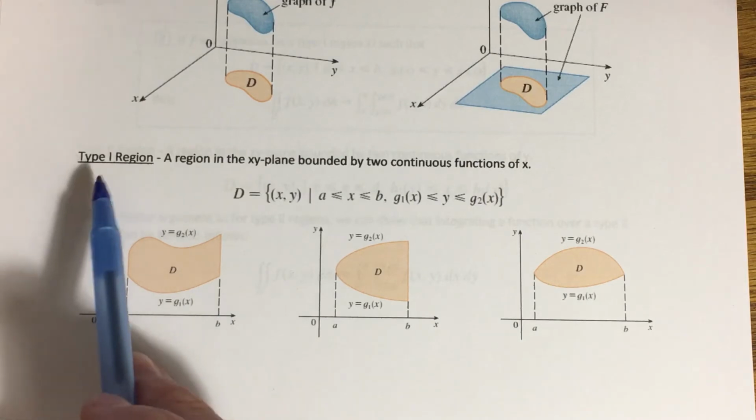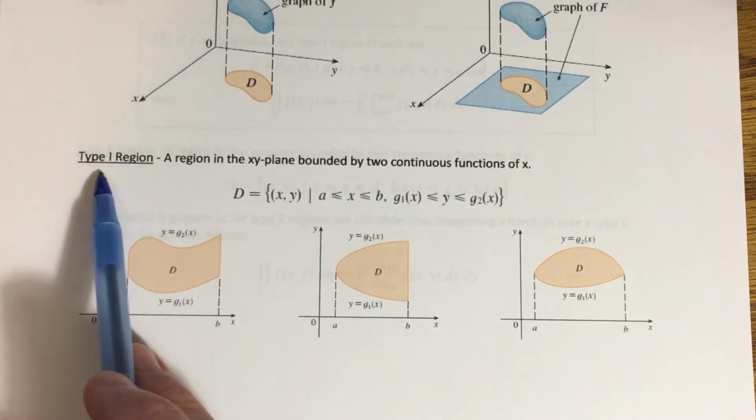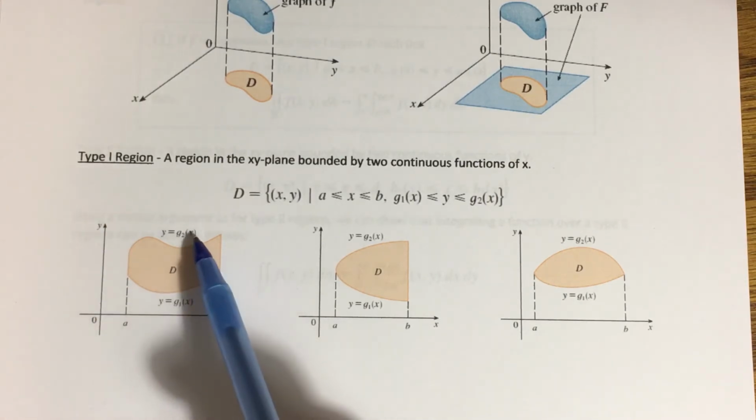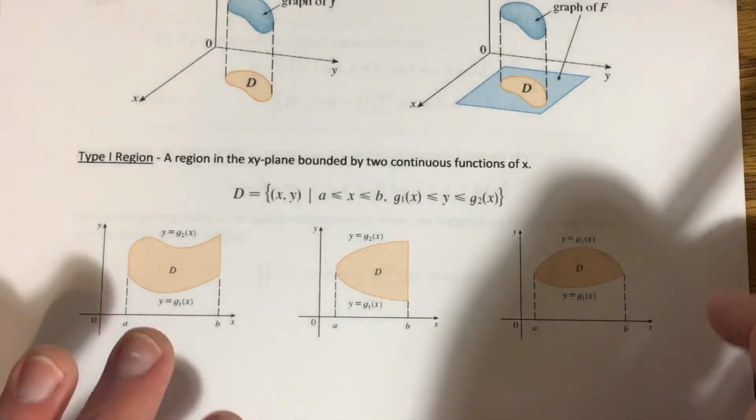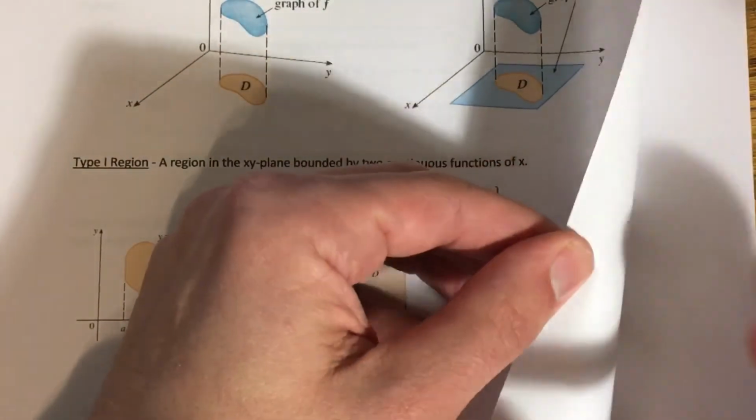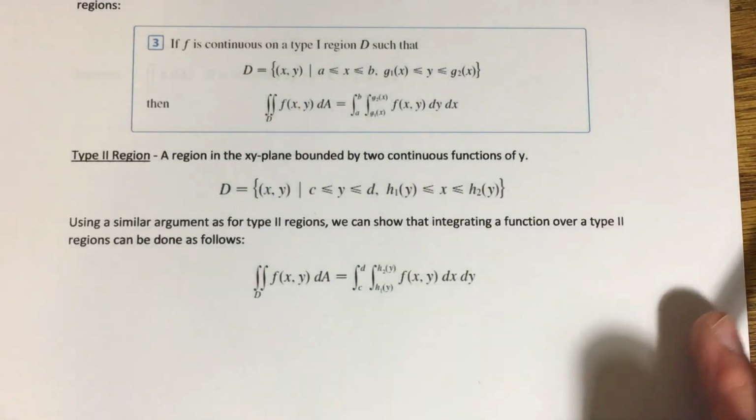So how do we deal with taking a double integral over a type 1 region, assuming that we know what these functions look like, giving us these curves? So let's look at that next.